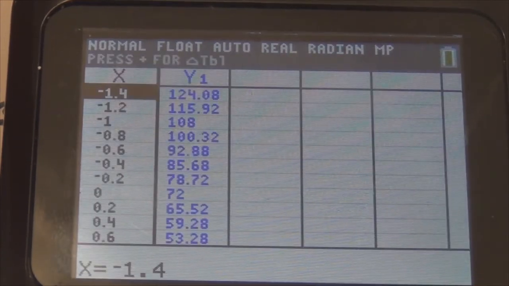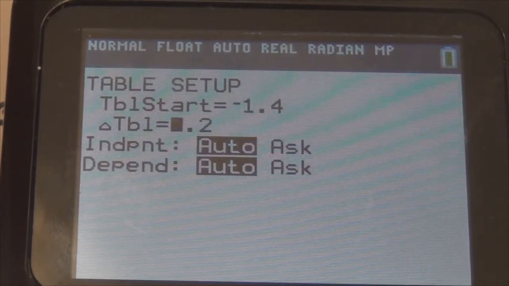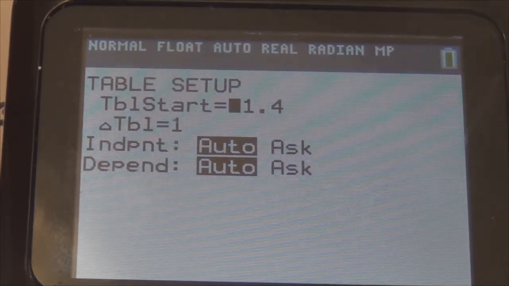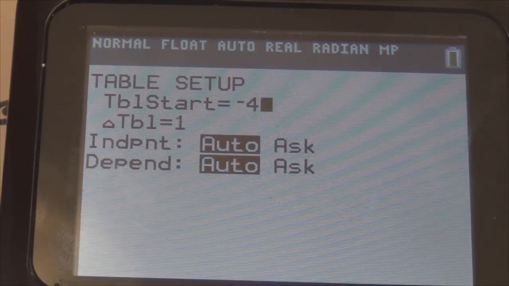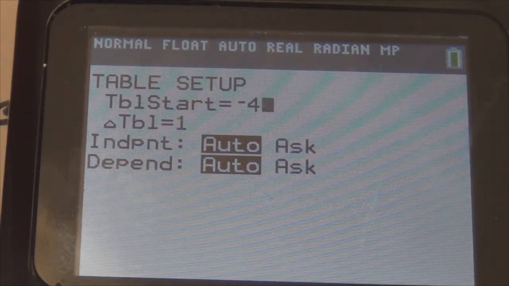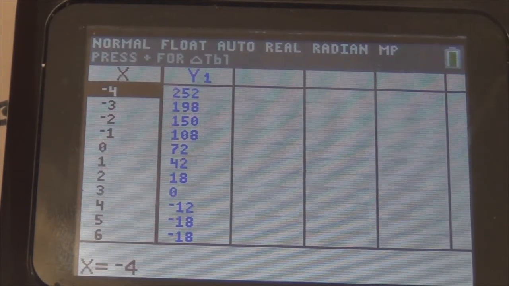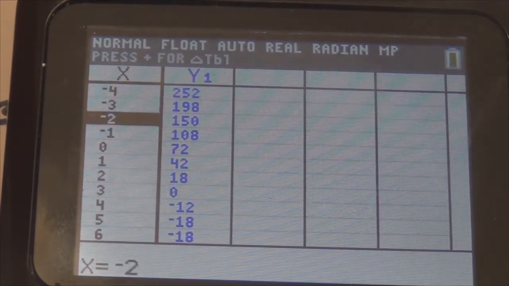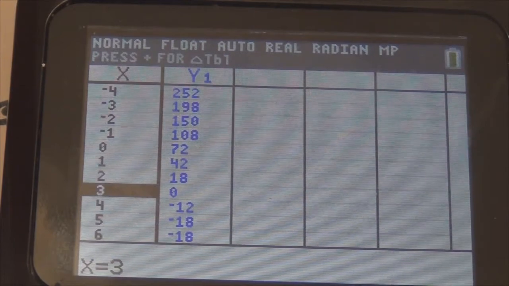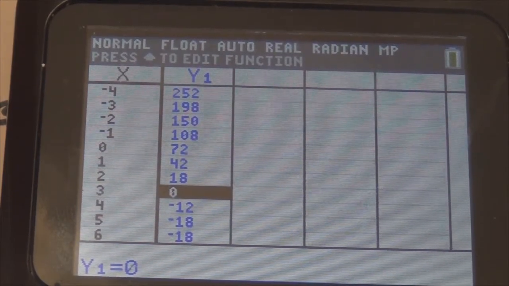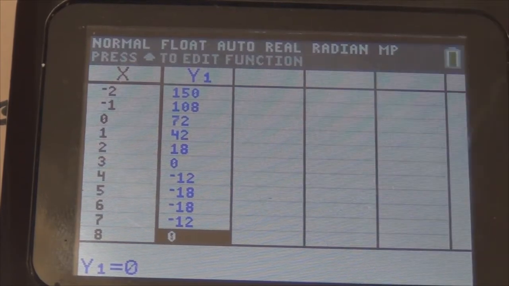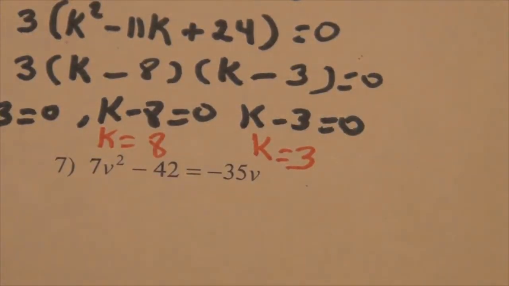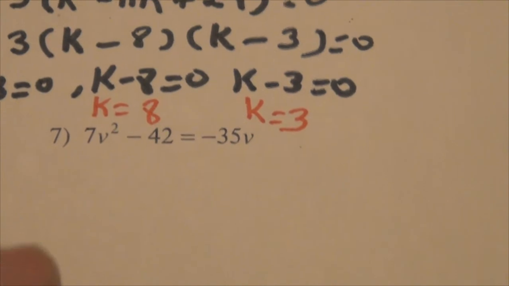If you don't see them, then let's go to the table. Second graph, and I'm going to change the table set again. I'm going to go in increments of 1, and you're going to start at negative 4. I really don't care. Let's take a look at the table now. So when x is 3, y is 0. And when x is 8, y is 0. We found our solutions. Remember, those are the solutions. Okay, let's do another one.